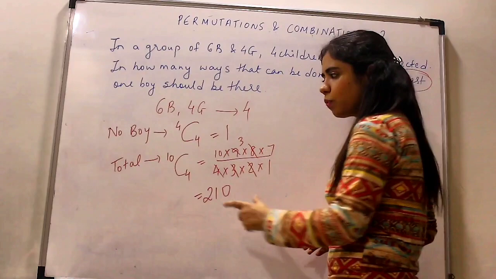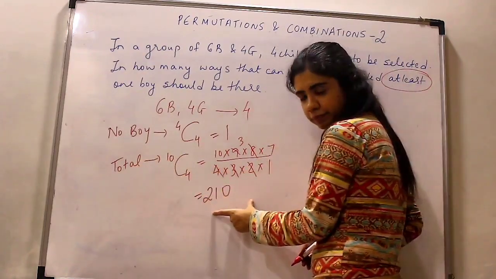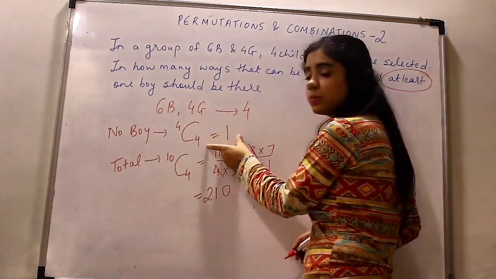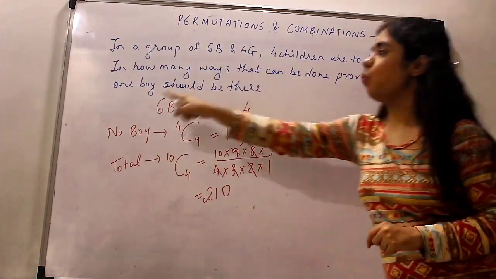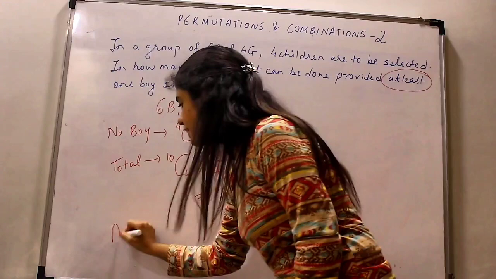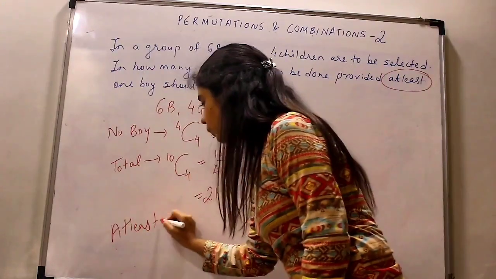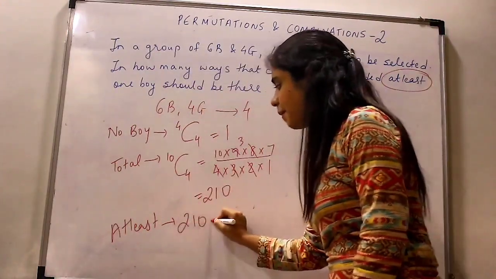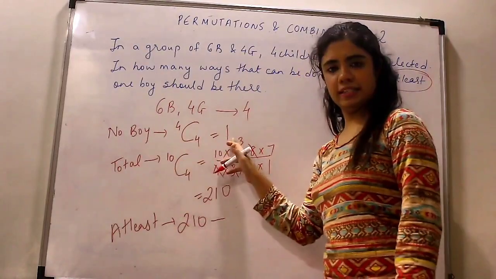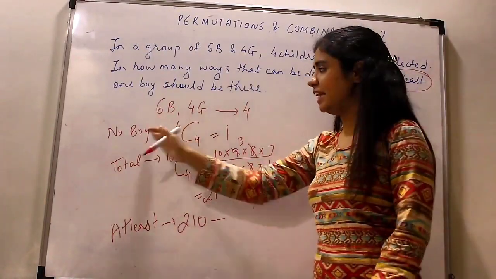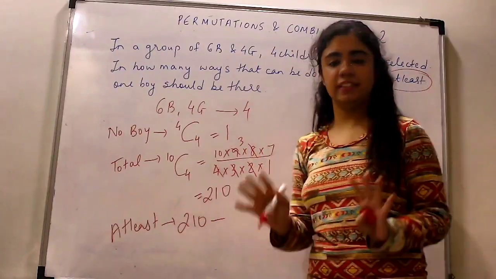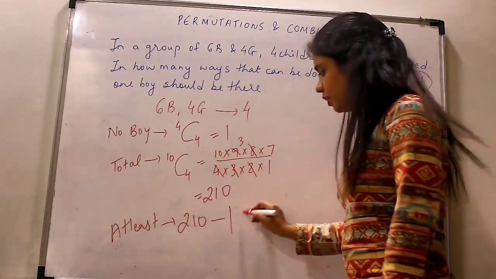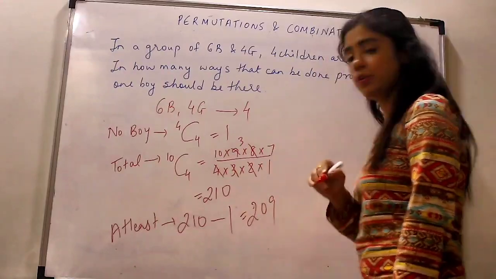Okay? So this means what? My total number of ways were 210. No boy cases was 1. What do I want? I want at least 1 boy. So at least 1 boy will be my total cases minus no boy cases. So out of the total cases, if I eliminate no boy, I will have 1 boy, 2 boys, 3 boys, 4 boys, all the cases covered. So 210 minus 1. So my answer becomes 209.